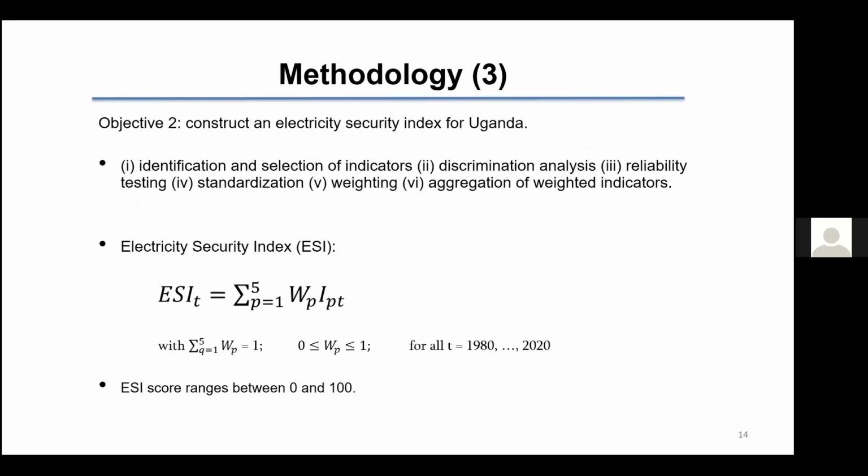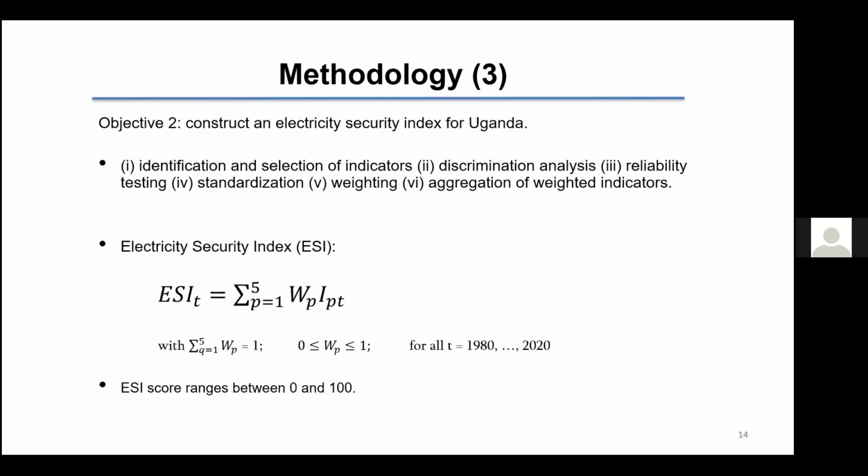For the second objective, I'm going to construct an index, as I earlier mentioned. This approach relies on statistical and mathematical processes to construct a measure or metric for any phenomenon that you want to study. So it is simply a series of steps. We start by identifying and selecting indicators from literature and theoretical findings that try to explain electricity security.